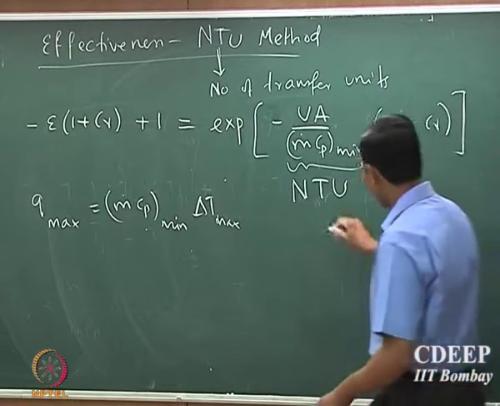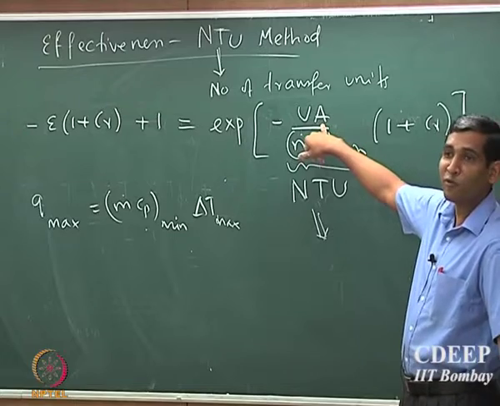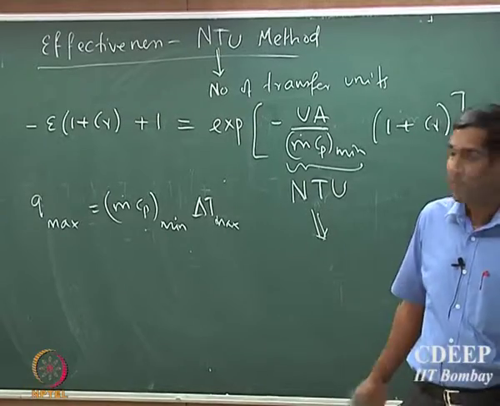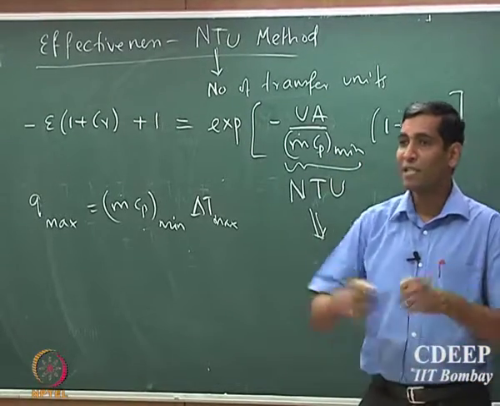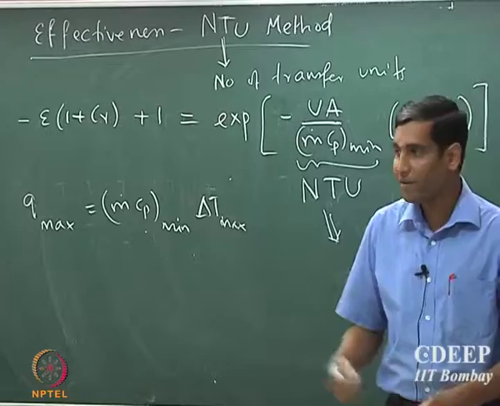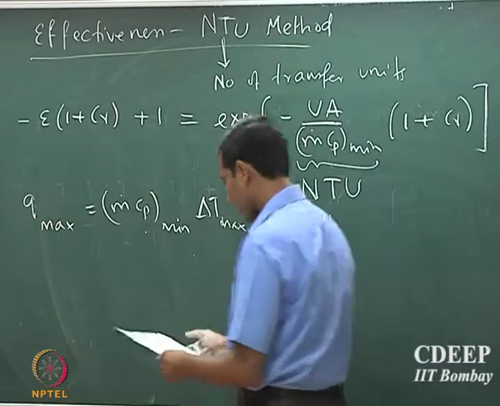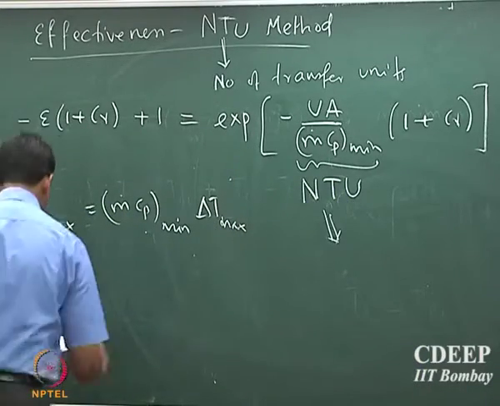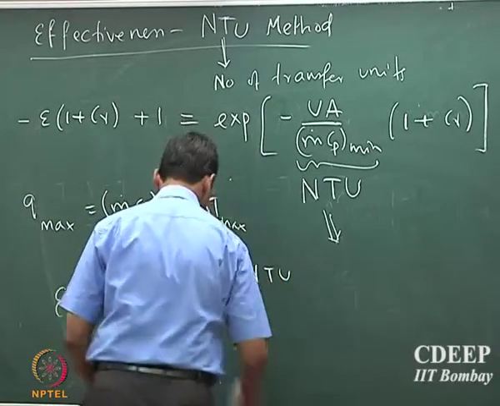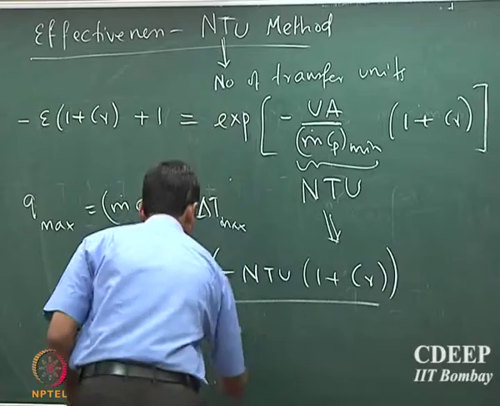Okay. So the number of transfer units is actually an important design parameter. The resistance for heat transport between the two fluids depends upon the area of heat transport. So the design parameter comes in NTU, and m dot Cp min tells you the resistance offered by the fluid which is capable of taking maximum possible heat. Okay. So therefore the final expression would look something like this. So epsilon equals 1 minus exponential of minus NTU into 1 plus Cr, divided by 1 plus Cr.